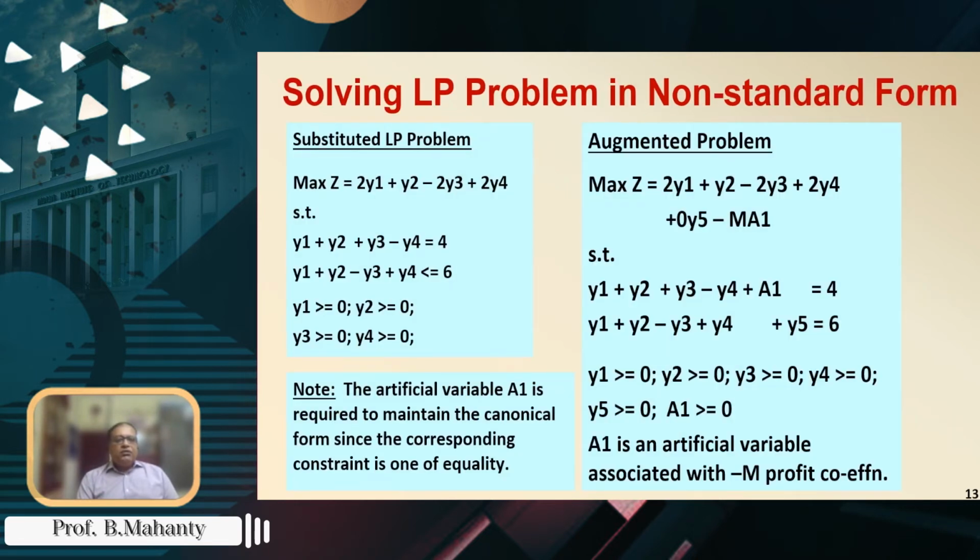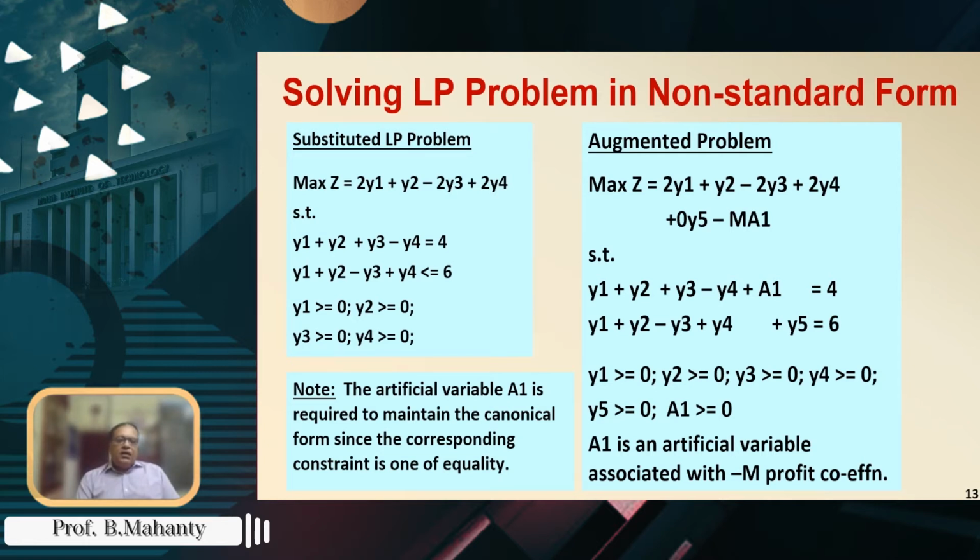Now, this is the substituted LP problem. Maximize z equal to 2y1 plus y2 minus 2y3 plus 2y4 subject to these constraints. Now, an artificial variable is added and slack variable y5 is added. So maximize z equal to 2y1 plus y2 minus 2y3 plus 2y4 plus 0y5 minus Ma1. That is the objective function of the augmented problem. And in the first constraint, we added a1, the artificial variable, equal to 4. And in the second constraint, a slack variable y5 equal to 6.